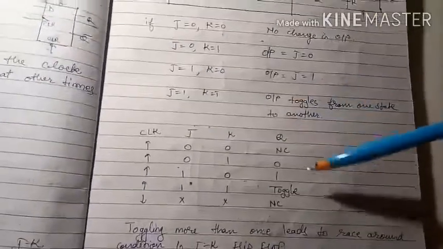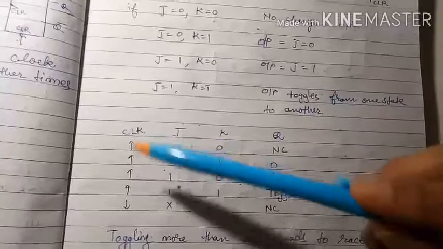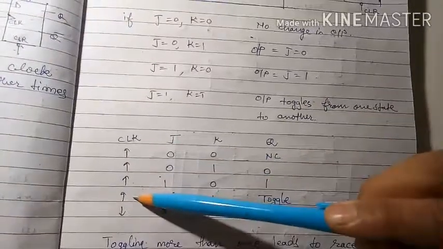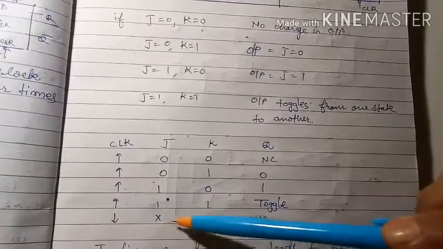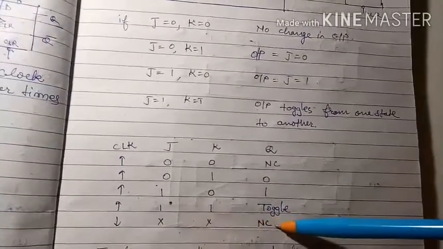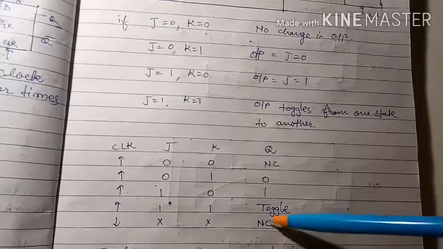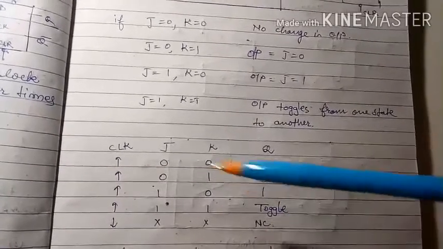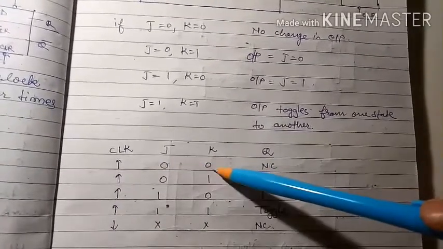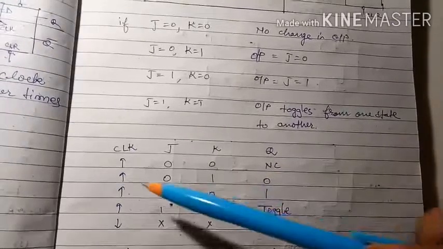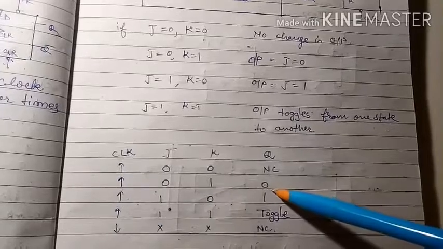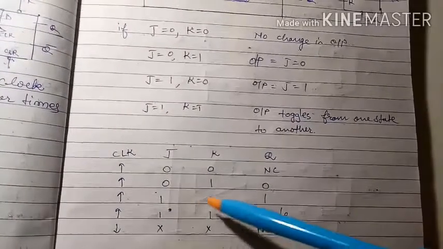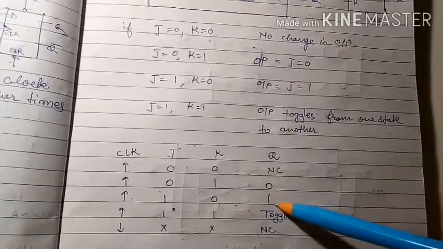In the truth table, you can see that when the clock is high, only then will the circuit work. If the clock is low, then the circuit will not respond to the input, so no change, or the previous state, is obtained. So let us see: J is 0 and K is 0, no change is observed when the clock is high. J is 0, K is 1, output is equal to 0. When J is 1, K is 0, output is equal to 1.